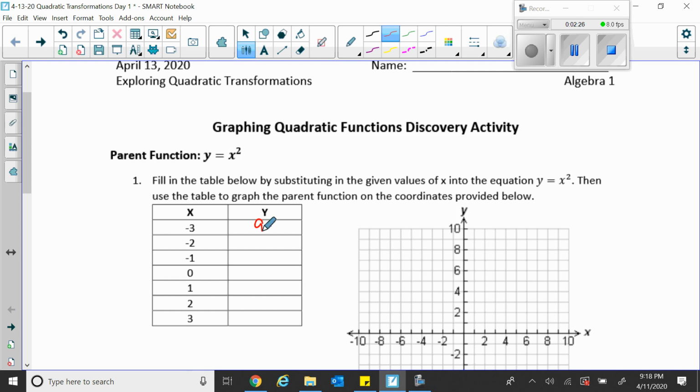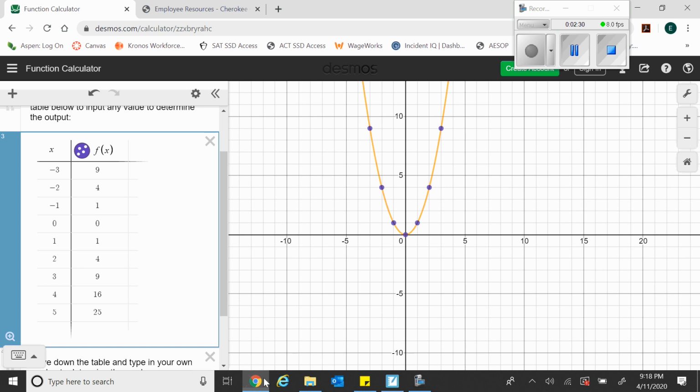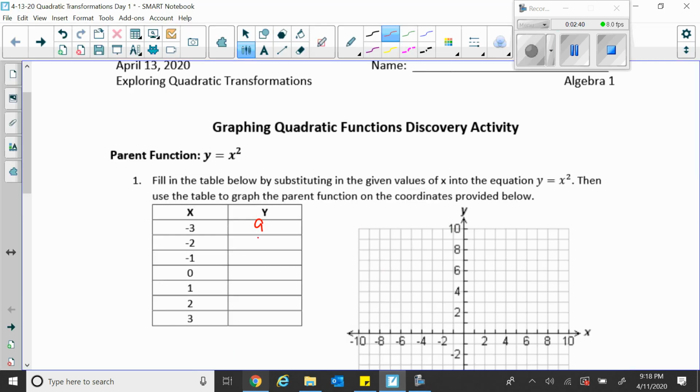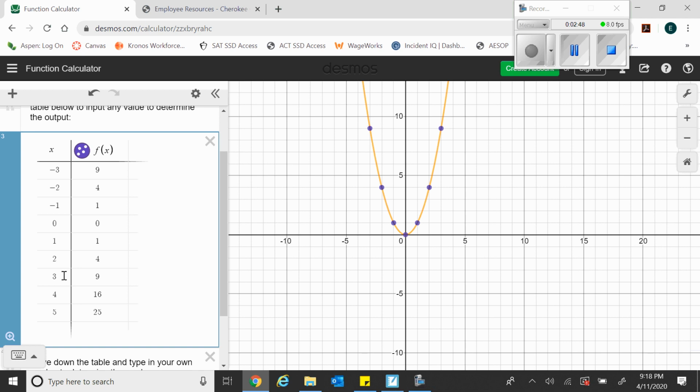9. And if you go back and look at the table again, -2 is at 4, -1 is at 1, and 0 is at 0. Okay, and now I just need to fill in 1, 2, and 3 on my table. So on our table, 1, 2, and 3 are at 1, 4, and 9.